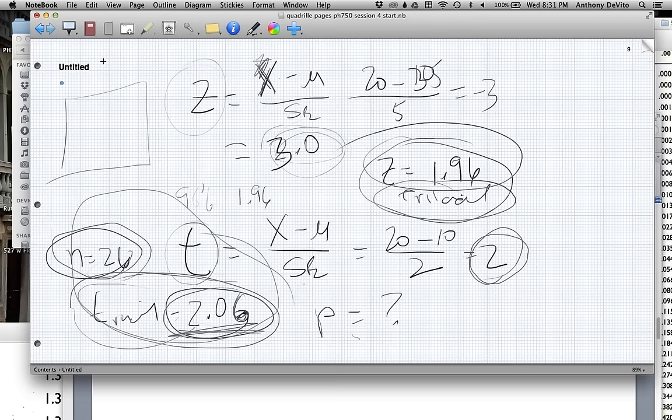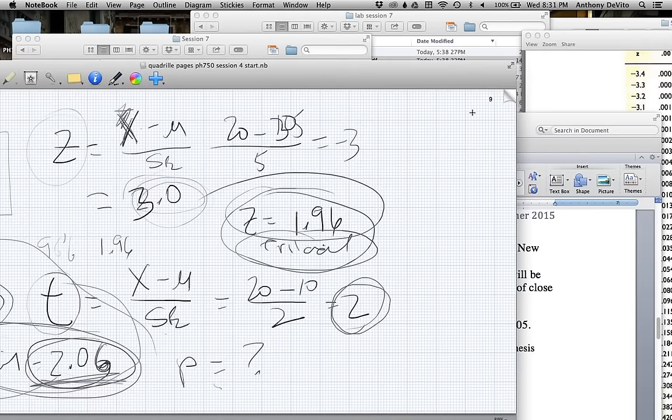It's far enough out. 2.06. It's greater than, it's outside. Another way, here, let me draw it. And we'll call it a night then.